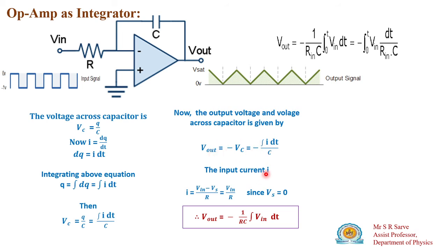But what is the input current? Here input current will be equal to the input voltage divided by resistance. So if I substitute this value of current in terms of voltage, current is equal to input voltage divided by input resistance. So this gives you output is equal to minus 1 upon RC integration of input voltage into dt. So this is the application of an operational amplifier as an integrator, in which the capacitor is connected in the feedback and resistance is connected in the input, and in this way you can obtain the expression for the output of the operational amplifier as an integrator.